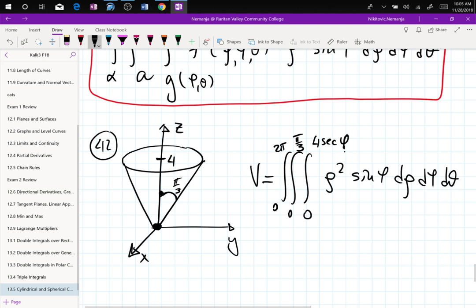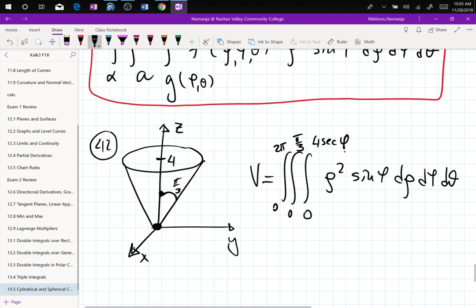So no one is going to be ecstatic that you can integrate rho cubed. Your job is to learn that the flat plane in cylindrical and spherical coordinates is rho equals a secant phi. That is what you're learning in Calc 3. Now the integration is Calc 1, so go.